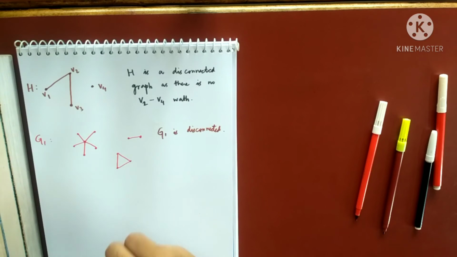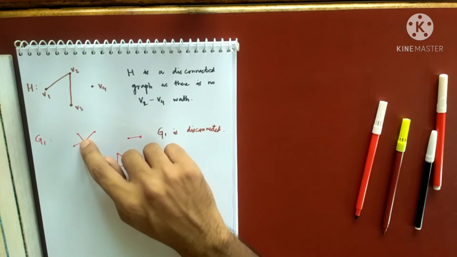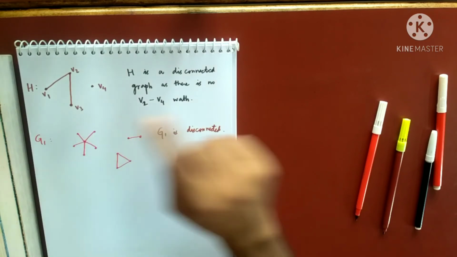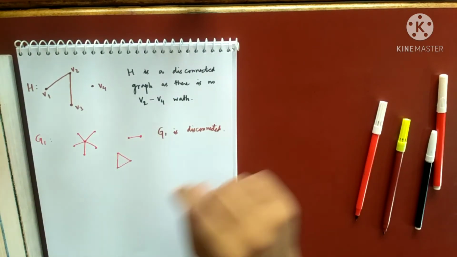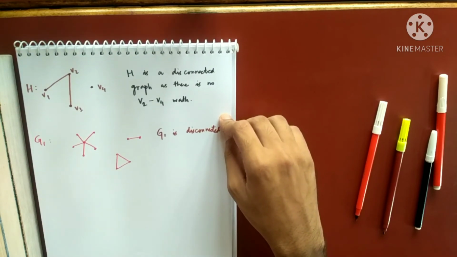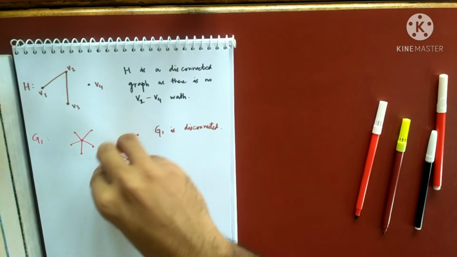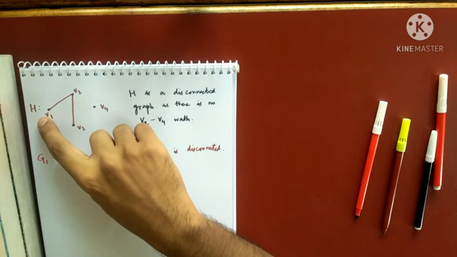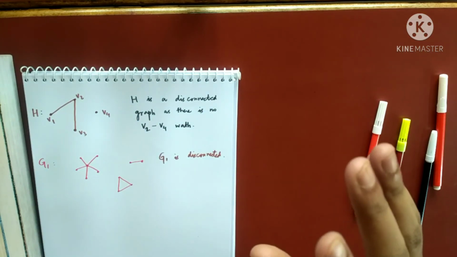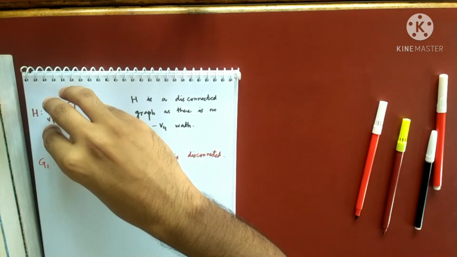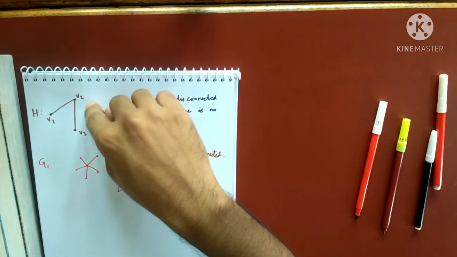This is a connected graph because from every vertex you can find a path to another vertex, and so on, right? This is a connected graph. This is a connected graph. This is a connected graph. So G1 is composed of 3 small connected graphs. Similarly, H is a disconnected graph, but it is again composed of 2 connected graphs. This is a connected graph and this is a connected graph.